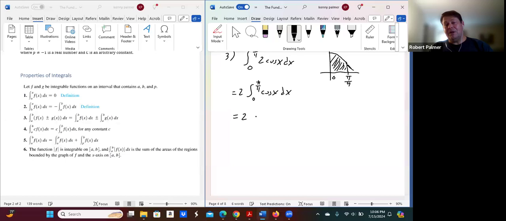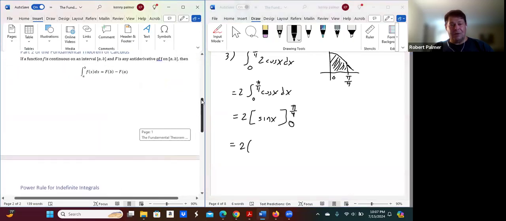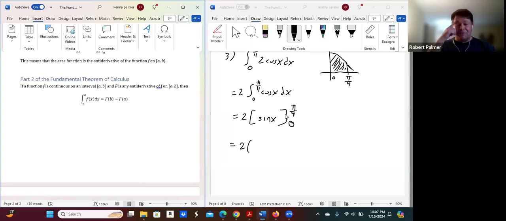Okay, so 2 times, the way I often do this when you have a number in front is kind of make a bracket. This is kind of addition, there's nothing right or wrong about this. And so this is going to be the sine of x evaluated at pi over 4 and 0. Okay. So once again, don't forget the 2. The 2 is still there. So this is going to be 2, and then using the fundamental theorem of calculus, like we've been doing, this is the antiderivative evaluated at pi over 4 and 0.